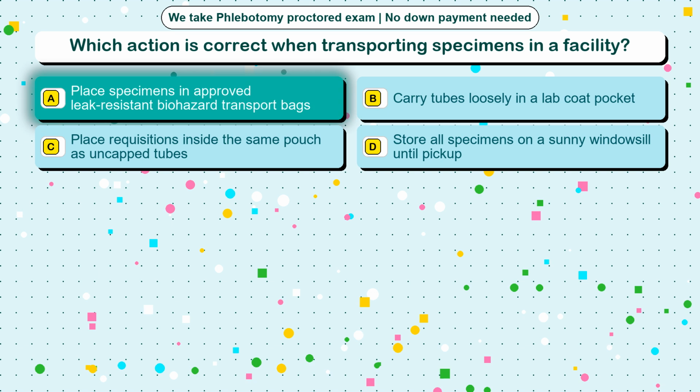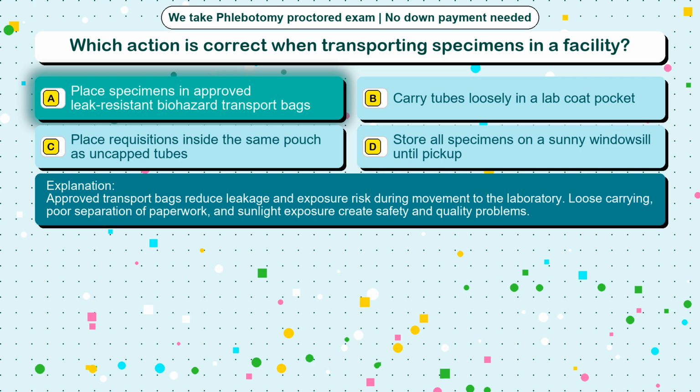The correct answer is option A, place specimens in approved leak-resistant biohazard transport bags. Approved transport bags reduce leakage and exposure risk during movement to the laboratory. Loose carrying, poor separation of paperwork, and sunlight exposure create safety and quality problems.